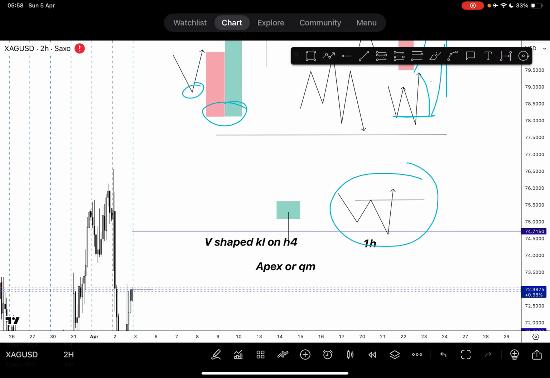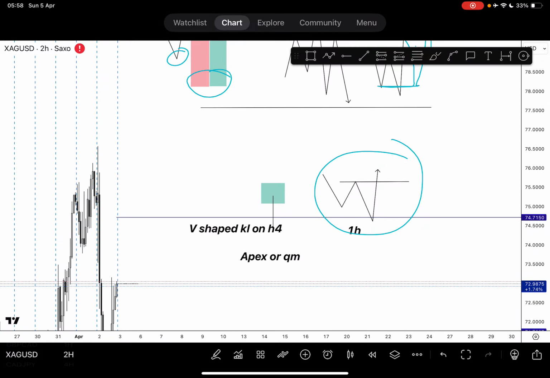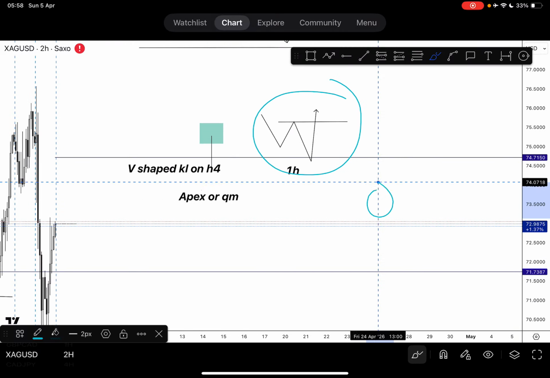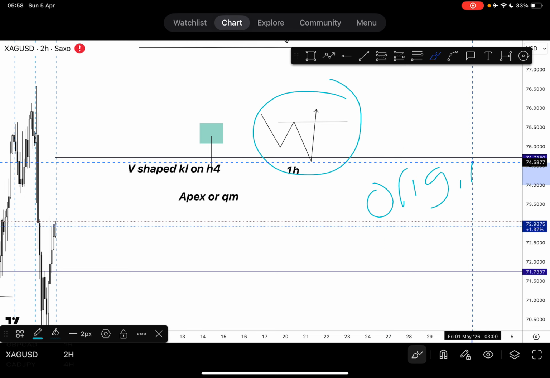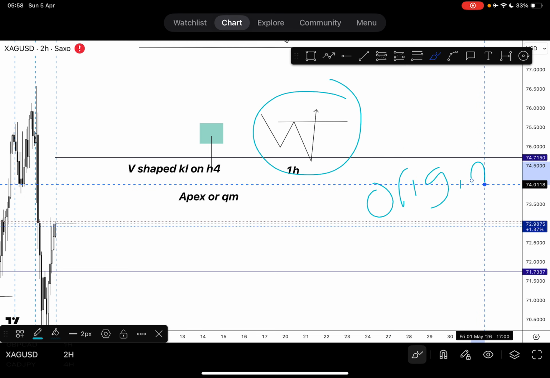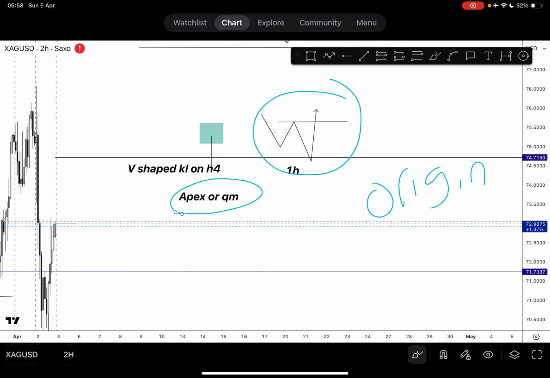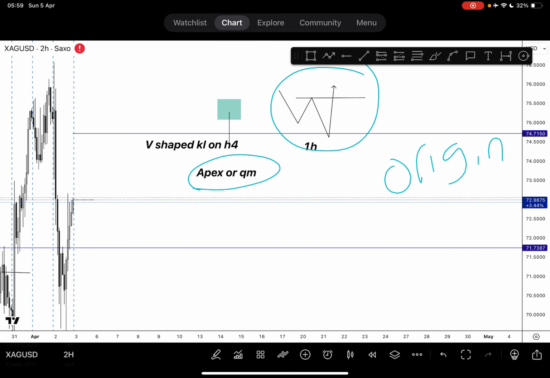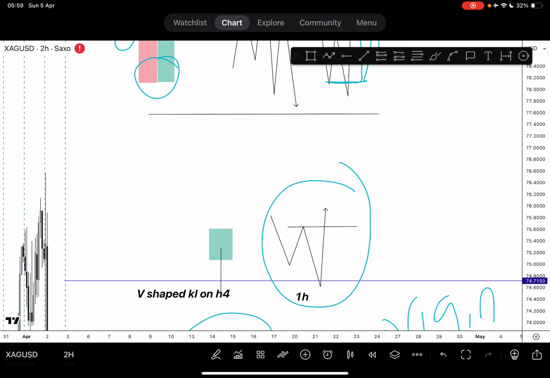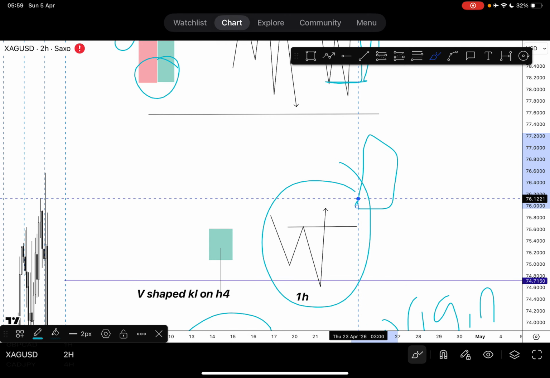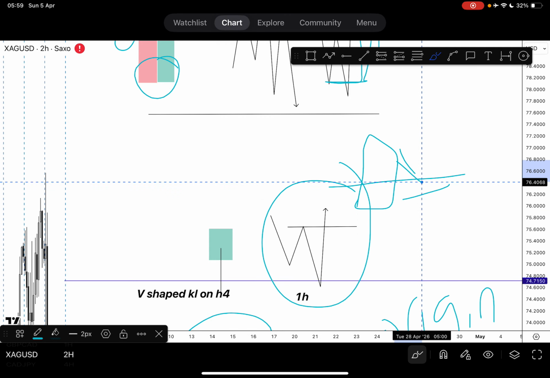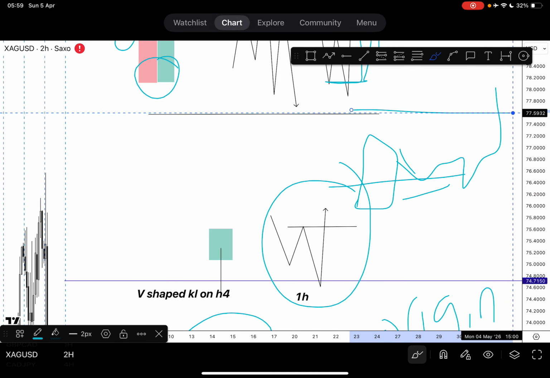Once I'm starting the move, I call it origin entry, apex or QM. Now once I'm in the move already, and let's say market has not hit my target yet, and we have some expansion candles around here, I can just use what? Violated levels to continue to move into my target. It's as simple as that, guys.